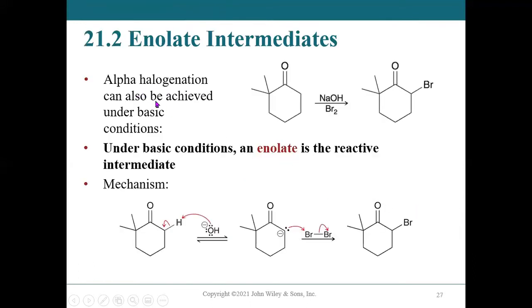The alpha halogenation can also be achieved under basic conditions. Here is a ketone, and obviously this left alpha carbon doesn't have hydrogen, so we will see the reaction happen on the right carbon. On the basic condition, an enolate is the reactive intermediate. To produce the enolate, we need to have an alpha hydrogen. So the base will abstract this hydrogen from the alpha carbon, produce this enolate, and the enolate acts as a nucleophile to attack the Br2 and finally produce this product.